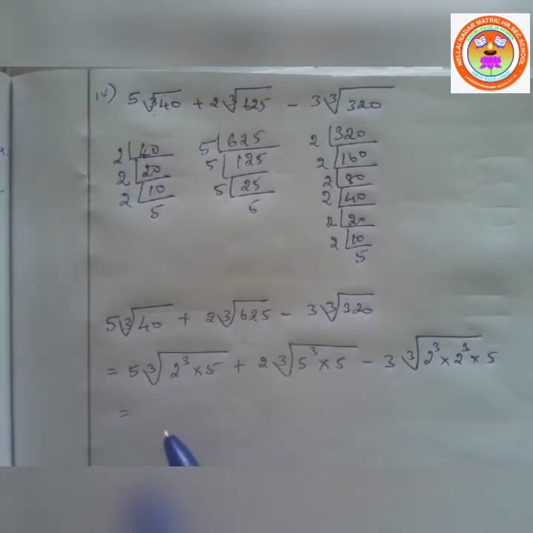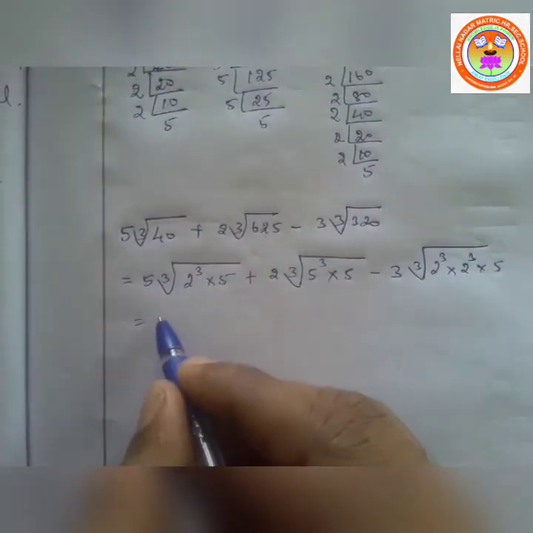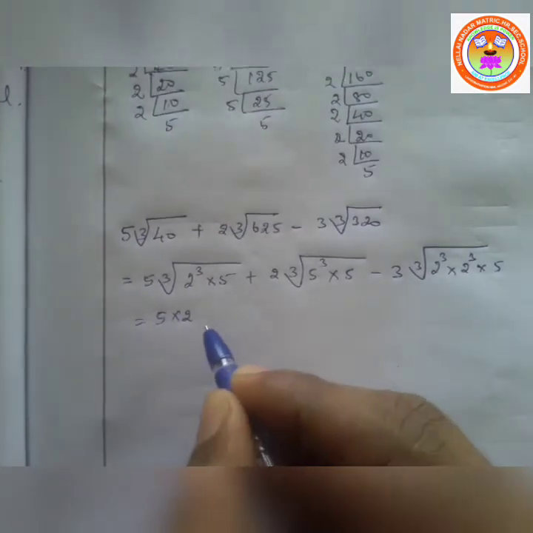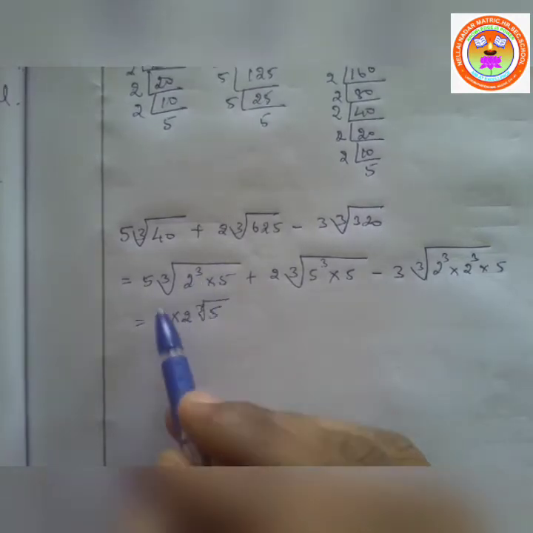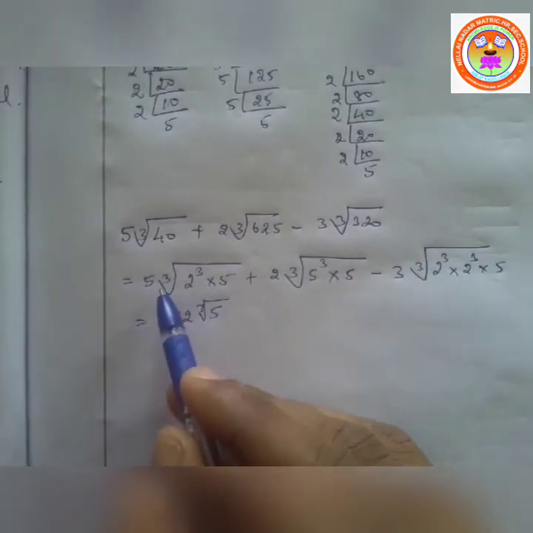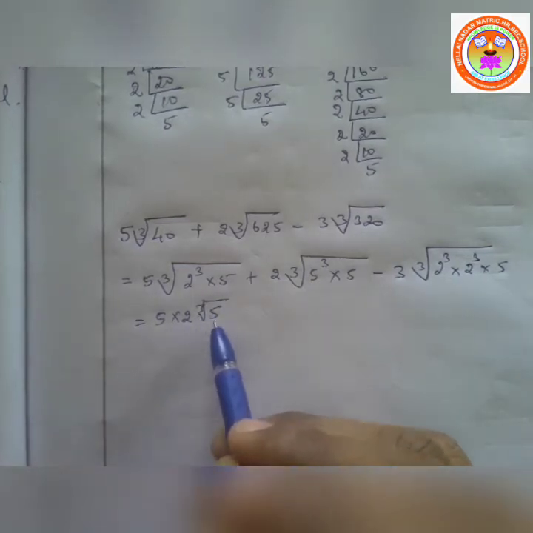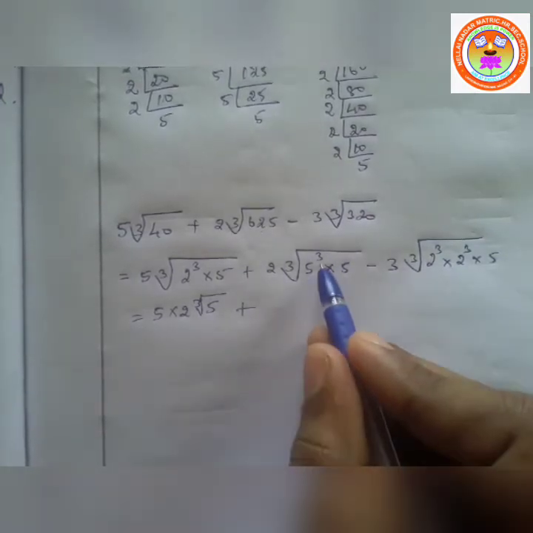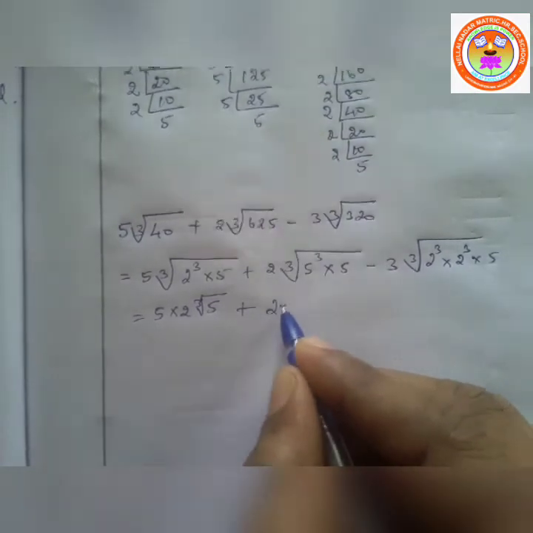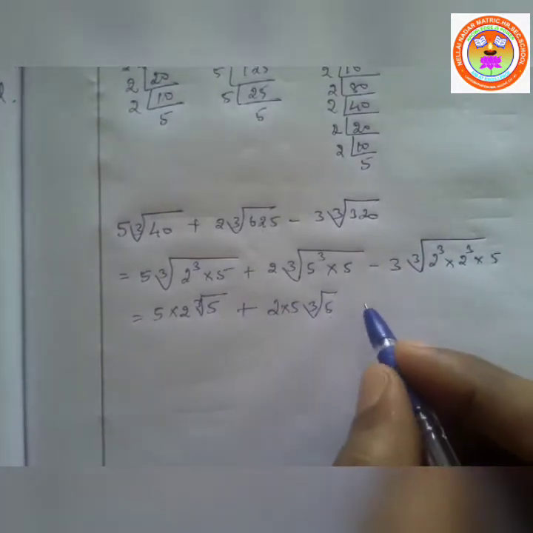Like the previous sum, if it is a square root, we can take a pair of numbers outside. If it is a cube root, we can take 3 numbers. For 3 numbers, we have to take one number outside. So 5 into 2 cube root of 5. So this 2 power 3 will come outside. The 3 and the 3 will get cancelled. The 2 will come outside. So 5 into 2 cube root of 5. For this expression, what will come out? Yeah, 5 power 3 is there, so 5 will come out. So 2 into 5 cube root of 5. This 5 will be inside the cube root itself.